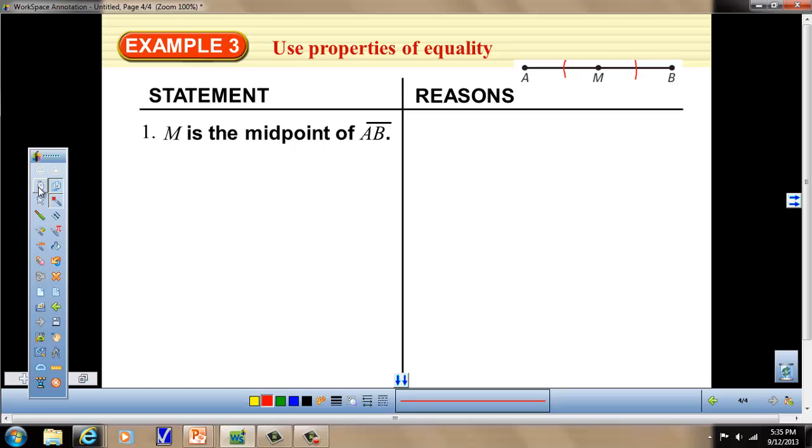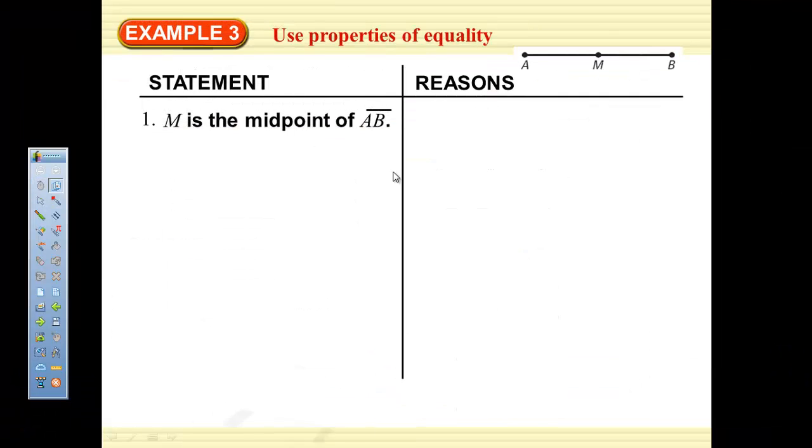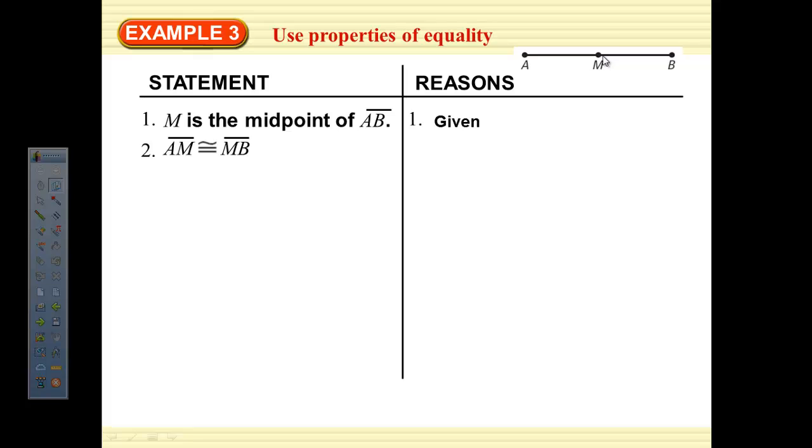Make sure you always mark the figure with what's given. Not with what you're trying to prove, but what's given. So, of course, M is the midpoint of AB because it's given to us. Our next step is to write that AM and MB are congruent. That's what we got from marking the figure. And again, we go from the name of something to what it means, so that's a definition of midpoint.